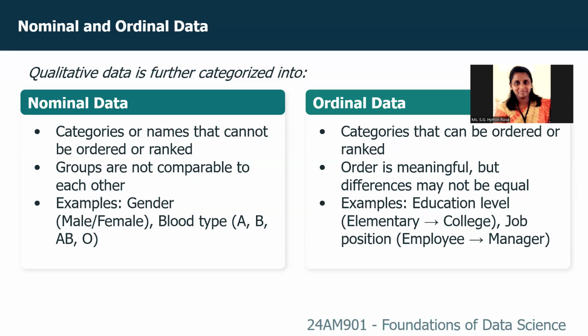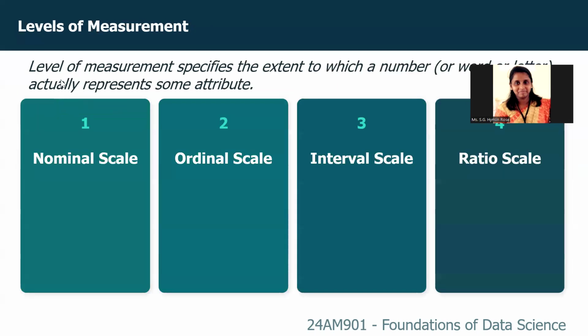For example, education level: elementary school level, middle school level, high school level, college level. Or in job position, we can say employee, supervisor, manager. Then customer satisfaction ratings: poor, fair, good, excellent, all will come under ordinal data. So based on this, we are going to discuss some levels of measurement.